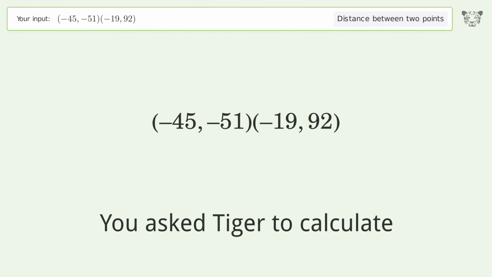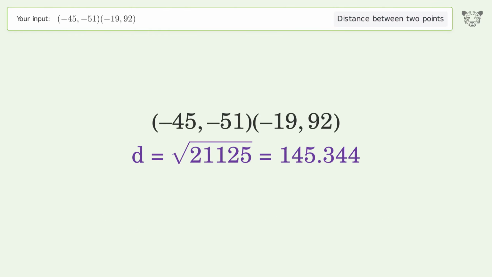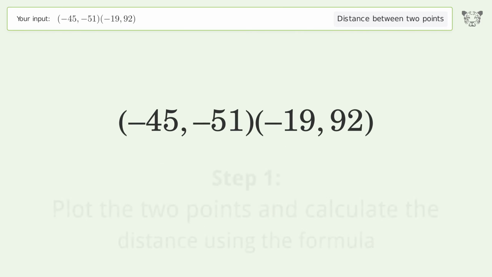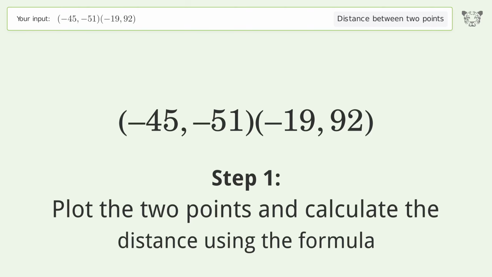You ask Tiger to calculate the distance between 2 points. The distance between the 2 points is the square root of 21,125 or 145.344. Let's solve it step by step. Plot the 2 points and calculate the distance using the formula.